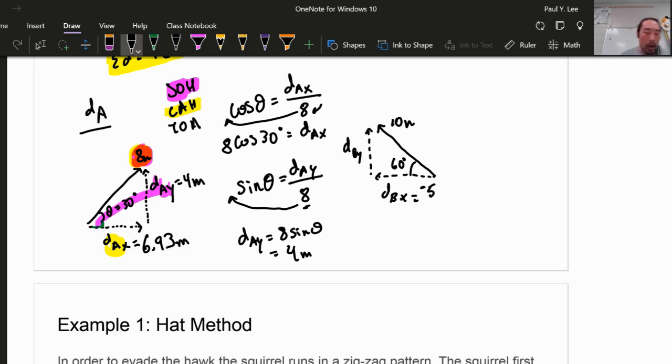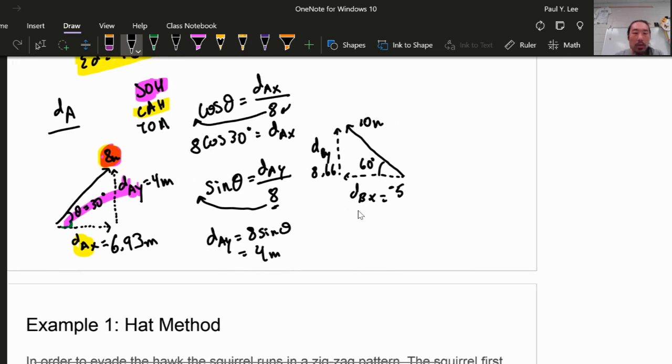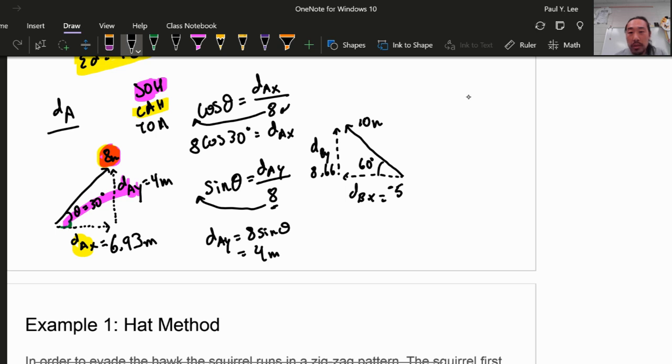And dBy, we get 8.66. All right. So now we have our components. It's kind of all over the place. And so what I want to do is organize it over on the right. Now, I don't always do this, but it's definitely helpful when you're doing your work to make sure that everything that you do is as organized as possible.